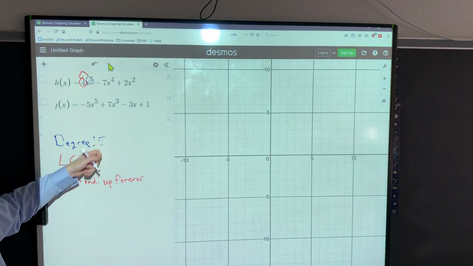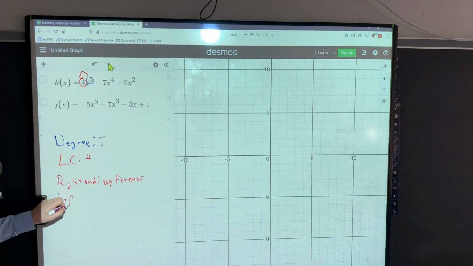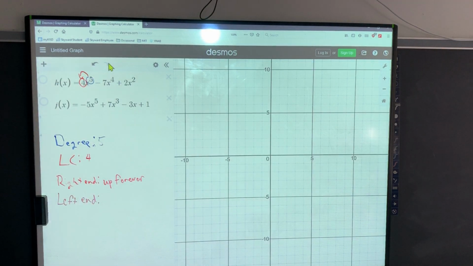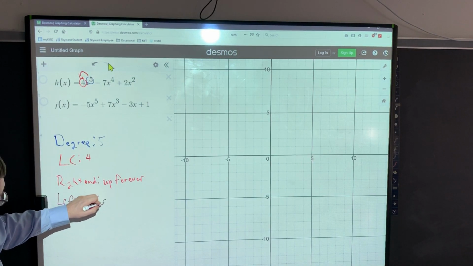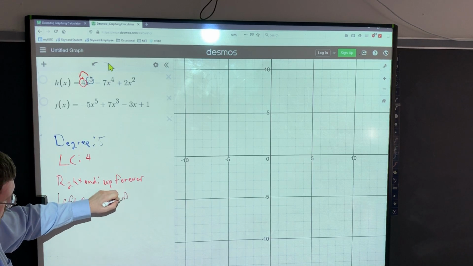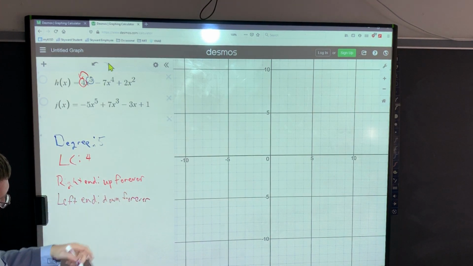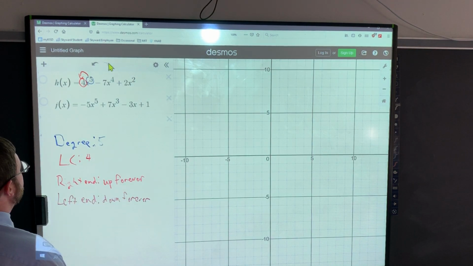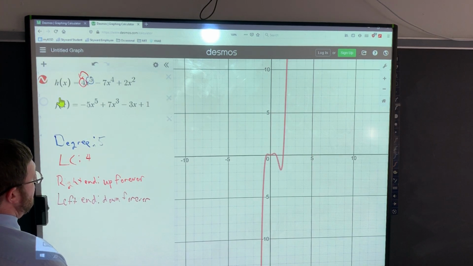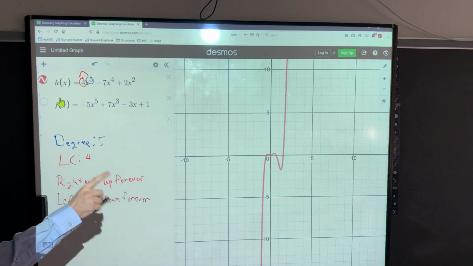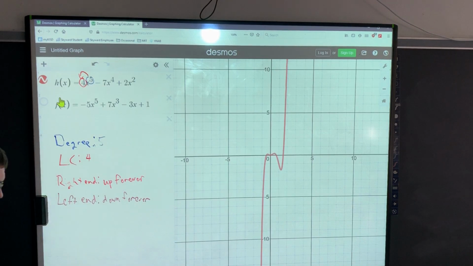My degree is an odd number. Because the degree is an odd number, the left end does different from the right end. Different from up is down. Down forever. And we can check and see if this is true. If we graph this, indeed, the right end goes up forever and the left end goes down forever.